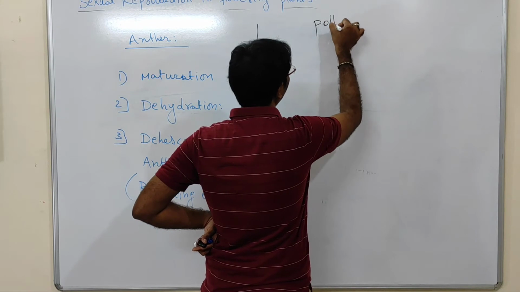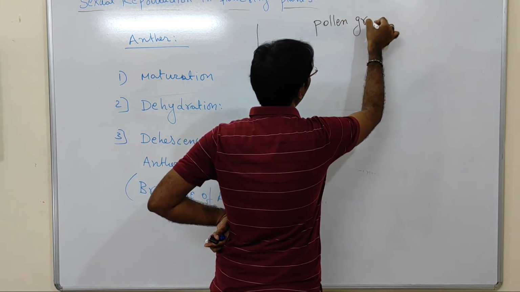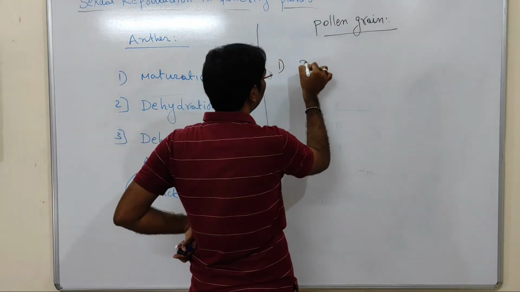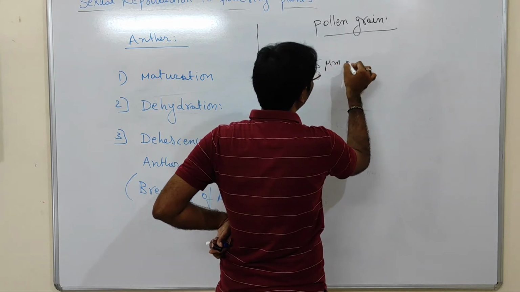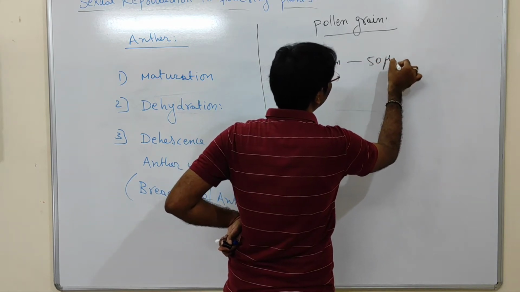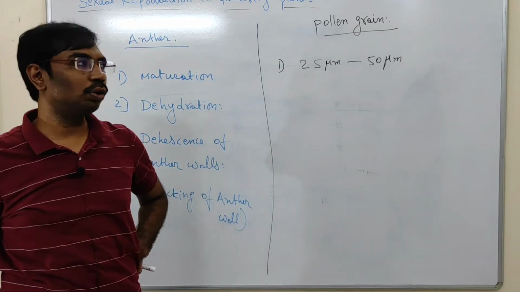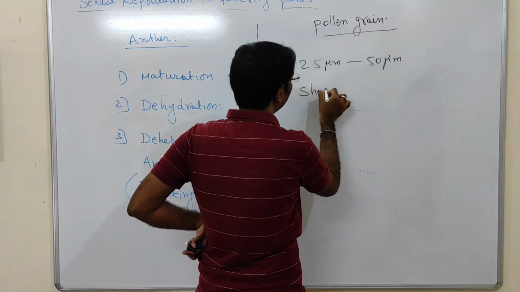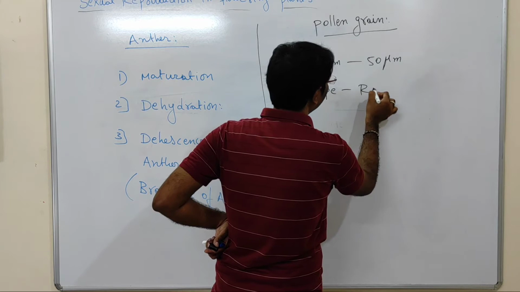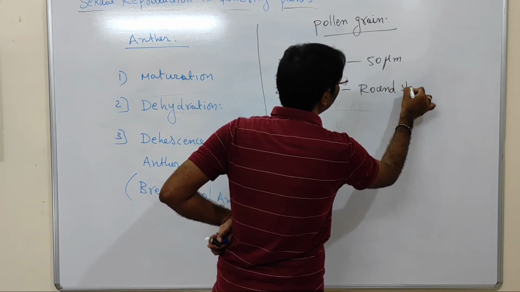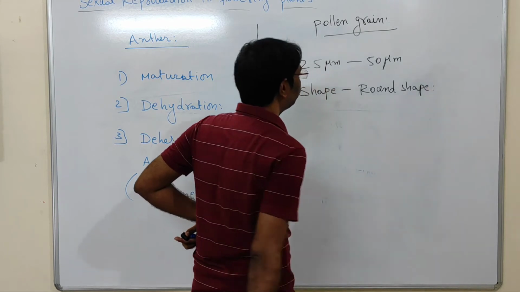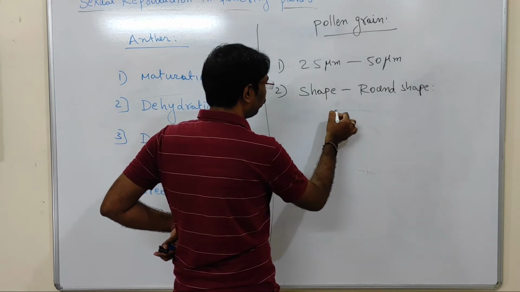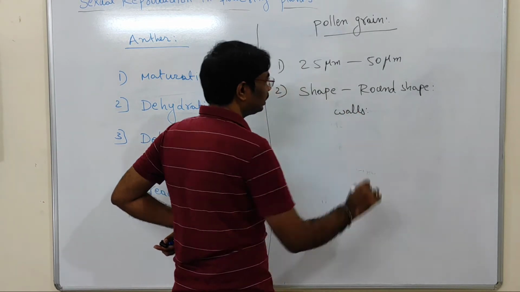Pollen grain. What is the size of a pollen grain? The size of a pollen grain is 25 micrometers to 50 micrometers. And the shape of the pollen grain is round. Then the pollen grain contains two walls. So two walls are present in the pollen grain.